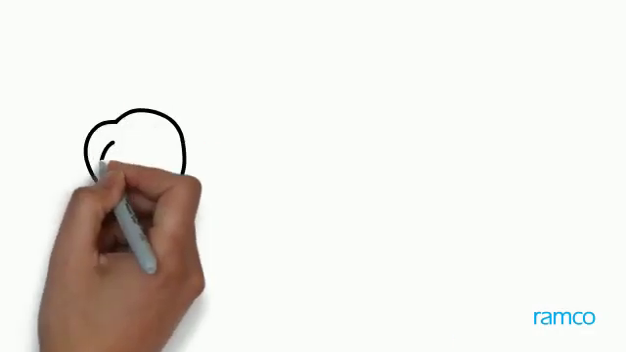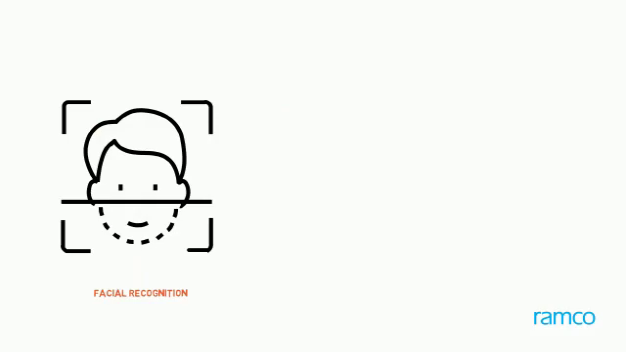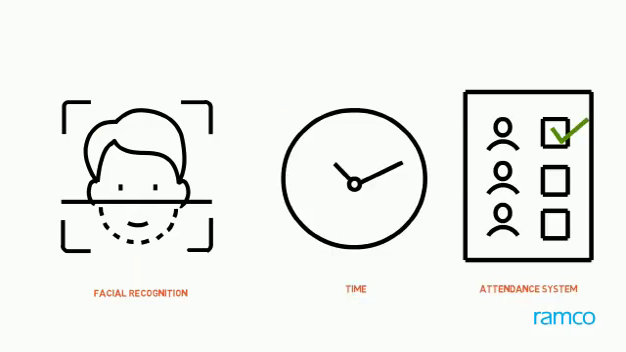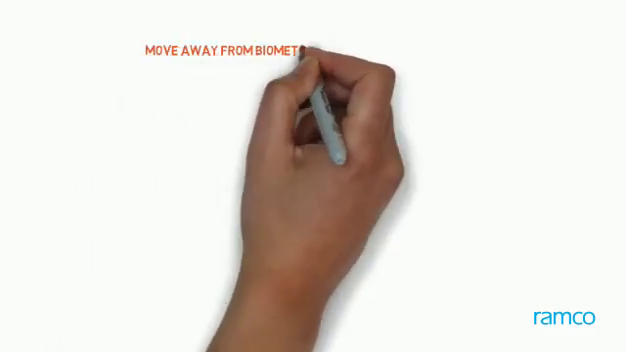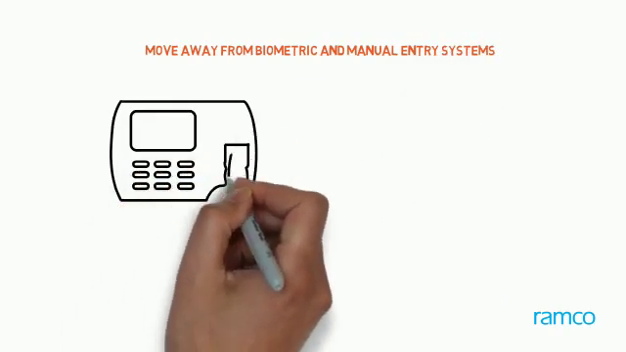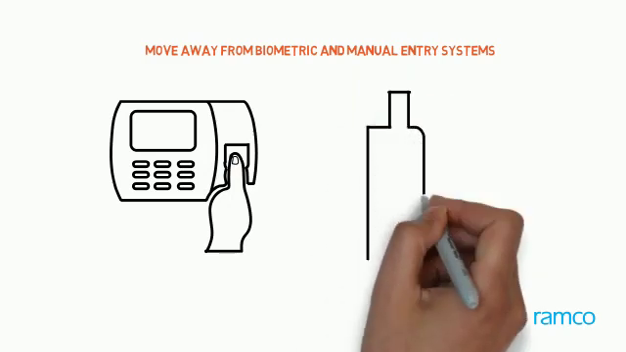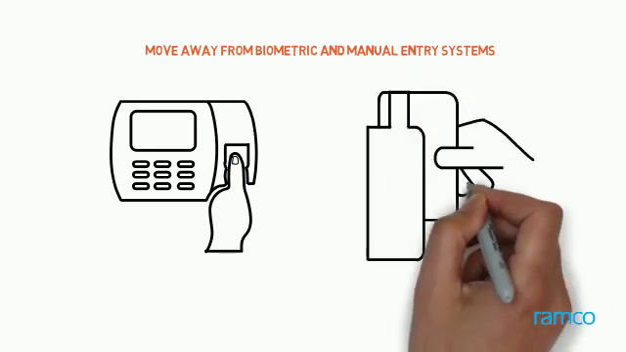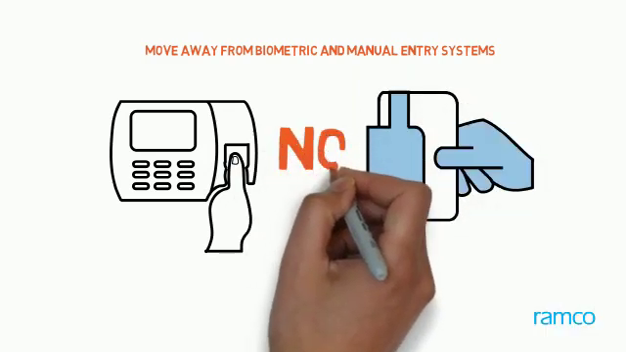With RamcoGEEK, Ramco's advanced facial recognition-based time and attendance system, Joe's organization can now move away from biometric systems where dependency on user sanitization and the physical device is very high. Say no to manual entry systems like access cards, which pose a bigger threat.